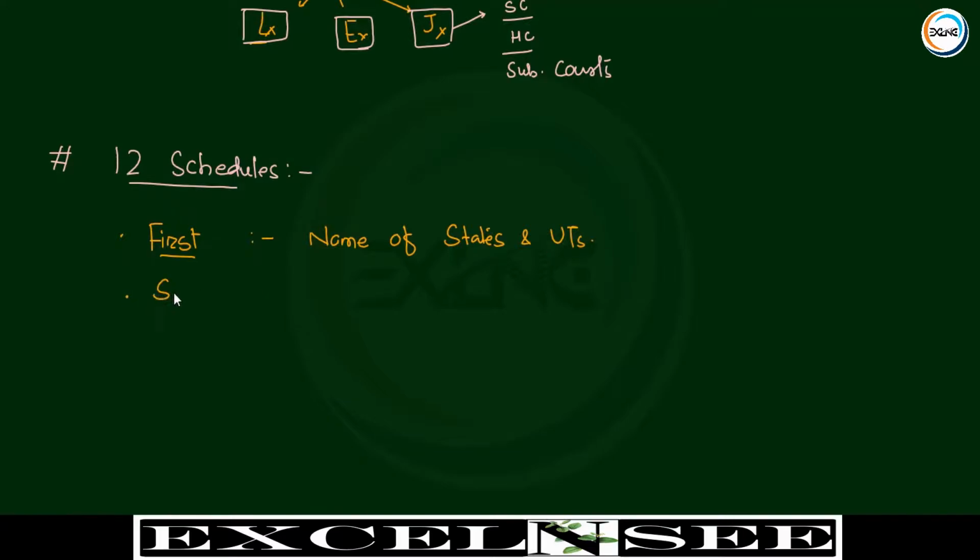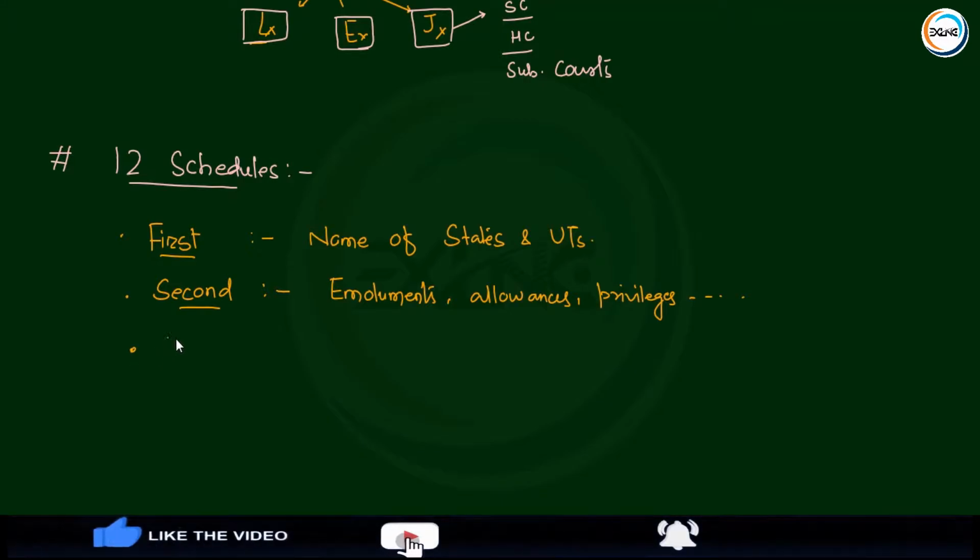Then the second schedule. What is given in the second schedule? Basically it talks about the emoluments, allowances and privileges of various constitutional posts. So what is the keyword? The emoluments, allowances and privileges. So when you get these types of terms, emoluments, allowances, where are they given? In the second schedule, for constitutional posts. Okay, याद रखना है.